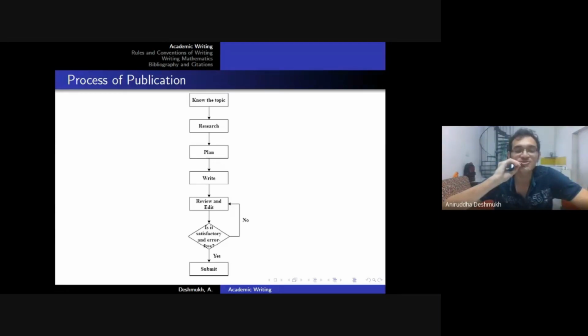But if there is no error in your results, if there is no error in the theory, then you have to ask yourself whether whatever I have written is error free grammatically, and is it consistent with the rules and conventions that the scientific community follows. If the answer is yes, then you can very well proceed to submit. You can search a suitable journal for your publication and then follow the guidelines given by that journal page. And finally, you can press the submit button. If the answer is no to this question, then you have to review it again.